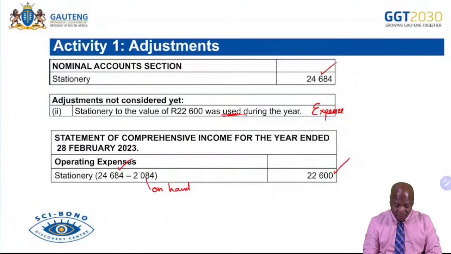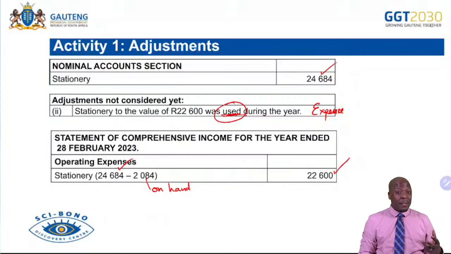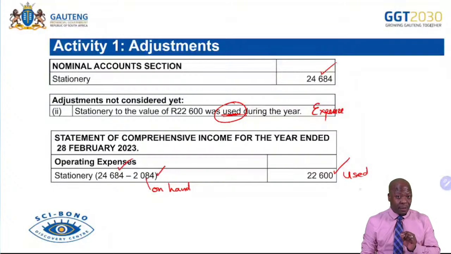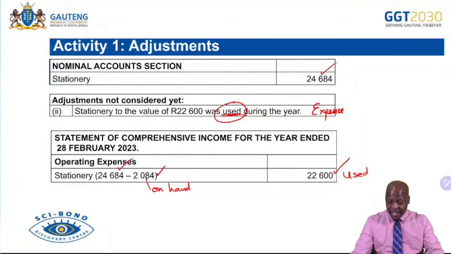All right, so what was the trick in this adjustment? They gave us the used and not the on hand. But in other papers, they can bring you the on hand. Still, you come and you subtract it so that you can get your used. In the last column of the statement of comprehensive income, we record the used. Are we together? All right. Are you ready for the next adjustment? If you're ready, let us go.